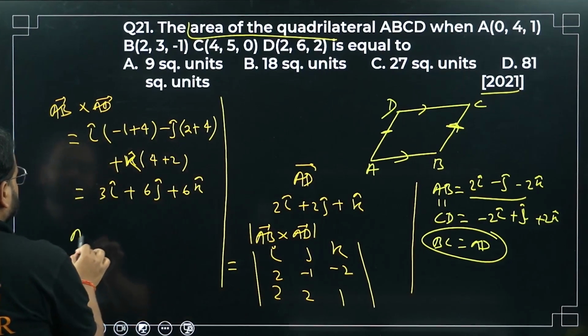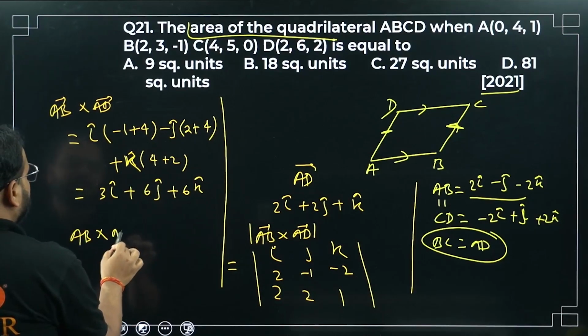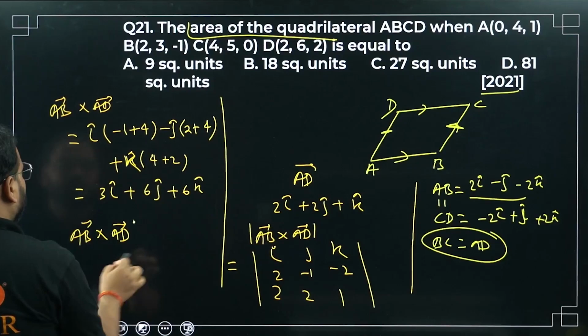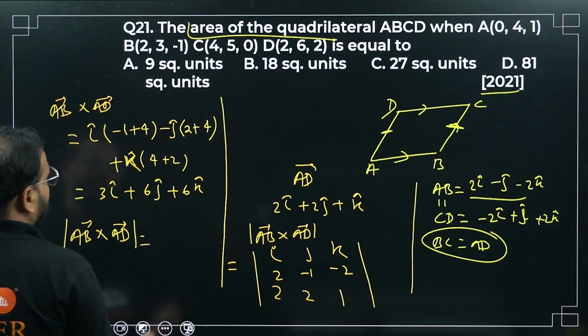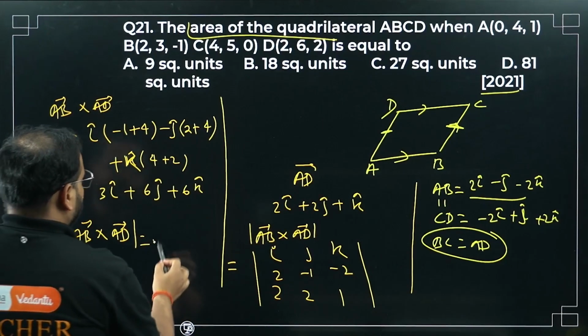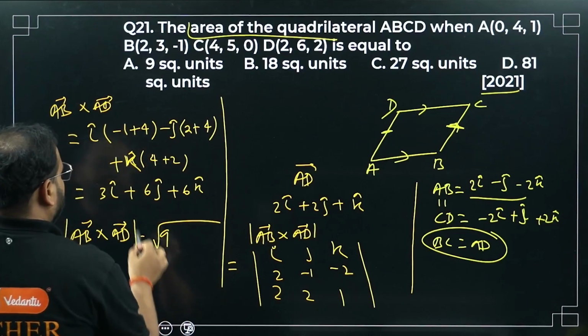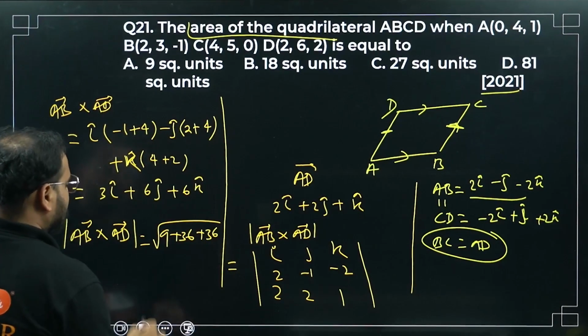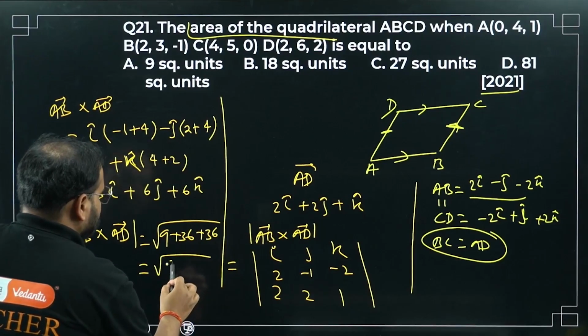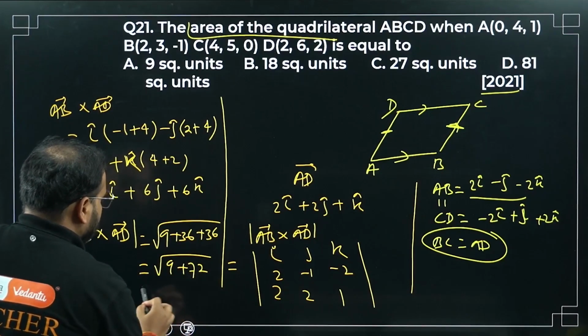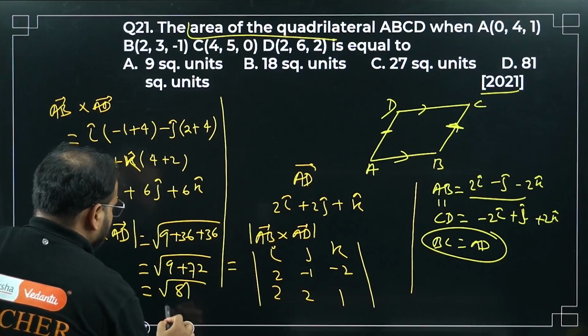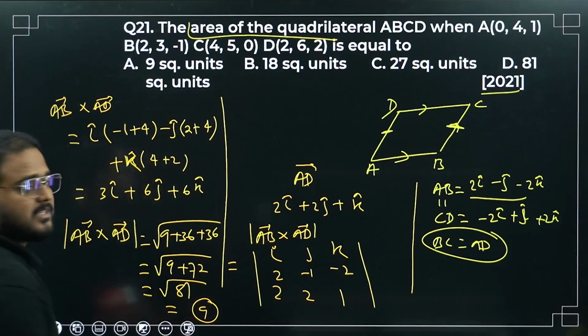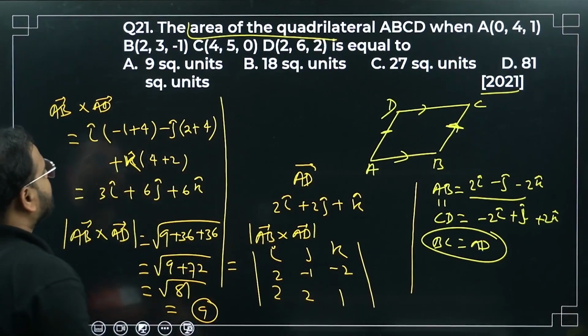Simply the mod of this. So the mod of the AB cross AD vector. How do you find the mod? The mod will be root under 3 square, so 9, 6 square, so 36, 6 square, so again 36. How much is that? 9 plus 72, that's 81. The root of that is 9, sir. Option is A.